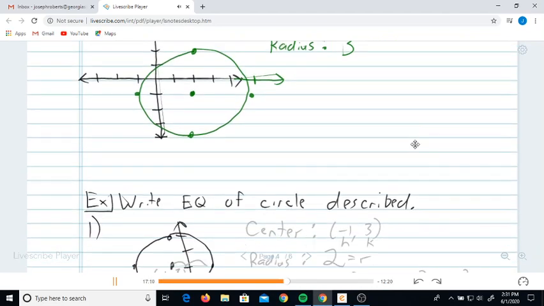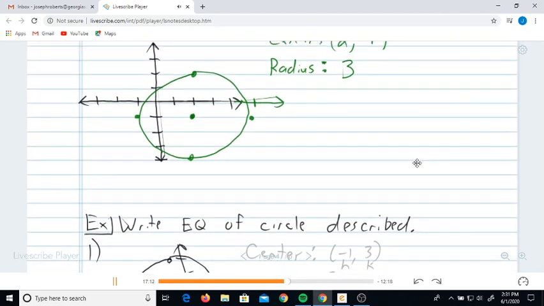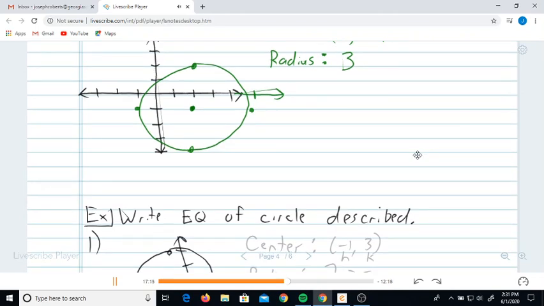And if your circle looks a little bit like a potato, that's okay. Depends on how good you are at spacing out your tick marks. Now let's try the reverse.